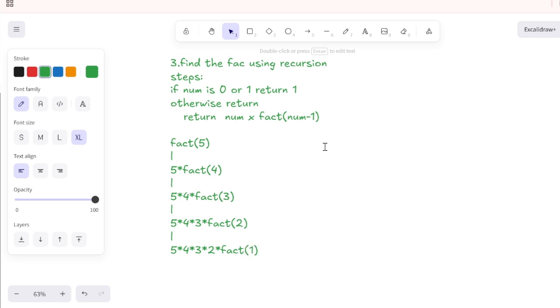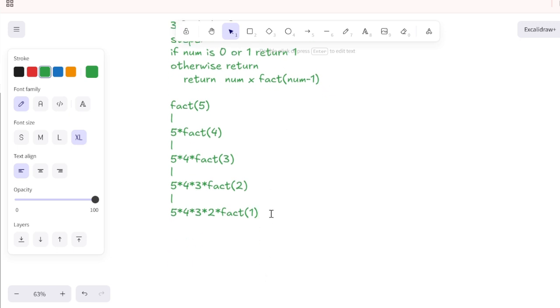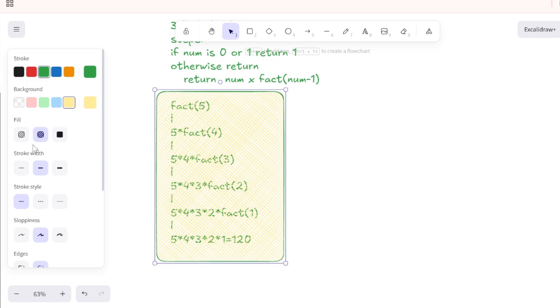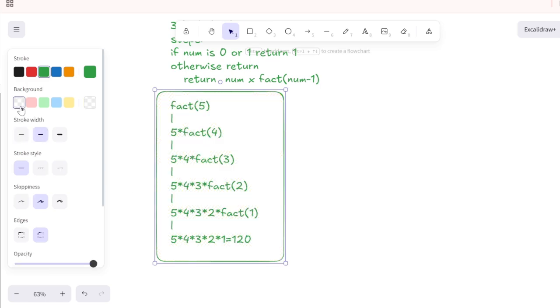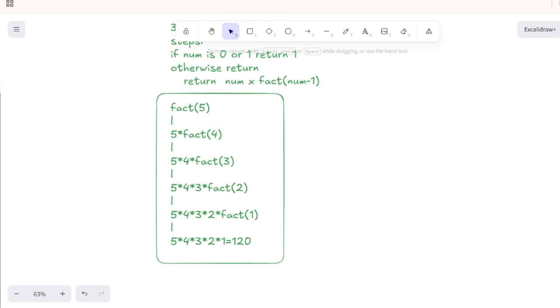While it reaches the factorial of 1, generally what we know here, if the number is 0 or 1, return 1. So factorial of 1 returns 1. So 5 into 4 into 3 into 2 into 1, the final answer will be 120. You remember this? It's a very easy thing and very important one. So remember it. By using this, you need to do the code.